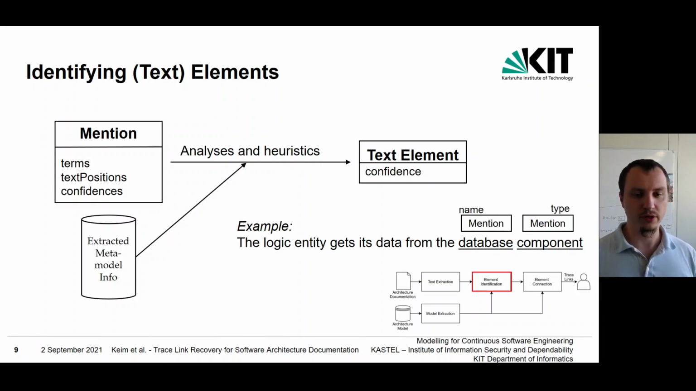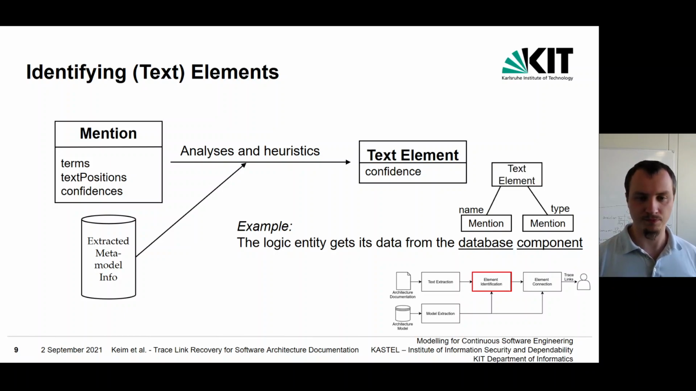Let's look at the following example. We have this sentence and we identified database as a mention that denotes a name and component as a mention for a type. Especially because we have the information from the meta model that there are components, we can also say with the help of our heuristic that both should be combined to a text element, especially because they are within the same phrase.